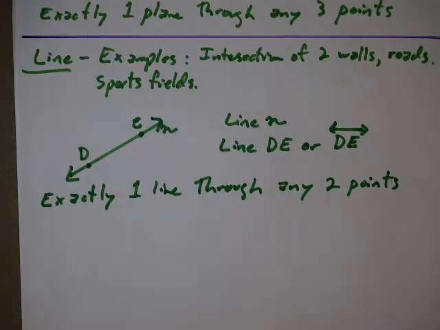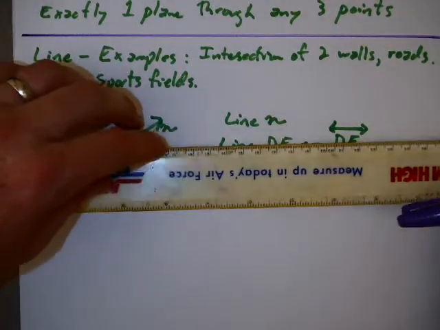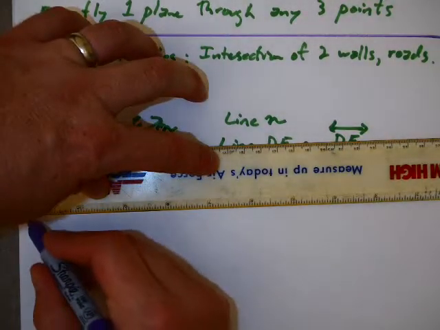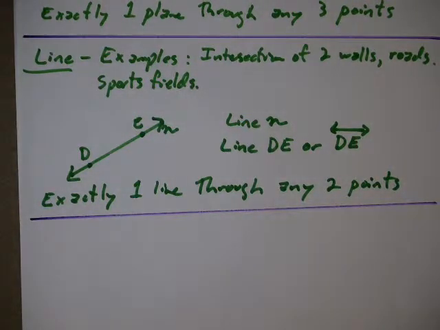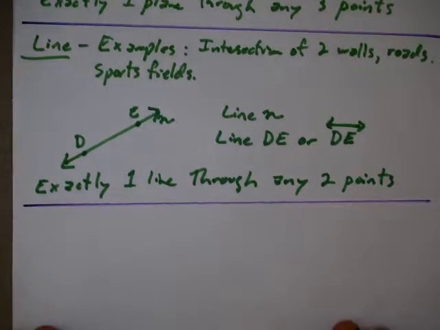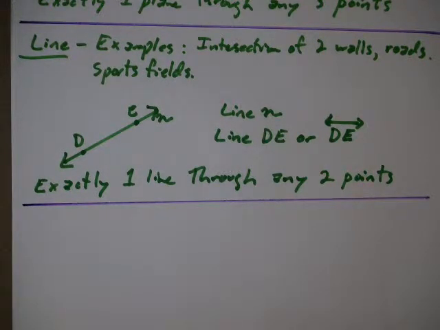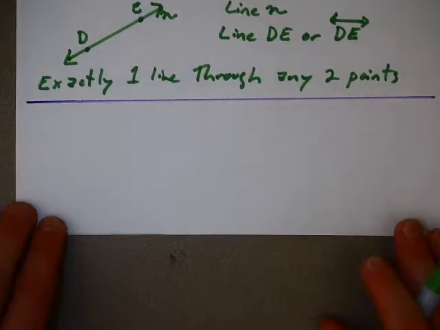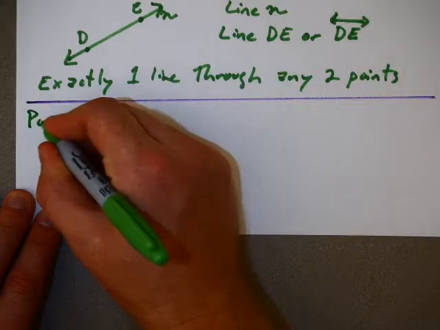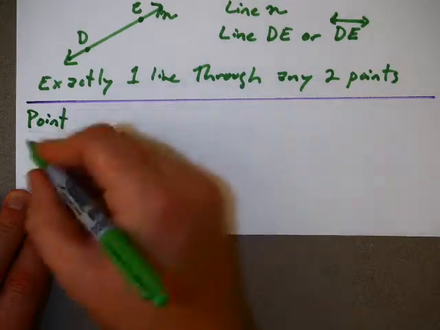And then finally, the last thing we need to talk about is the intersection of two lines. Take for instance your sports fields, let's take a soccer field. If you look at the end line and the side line and where they intersect at that corner, that intersection is actually an example of a point.